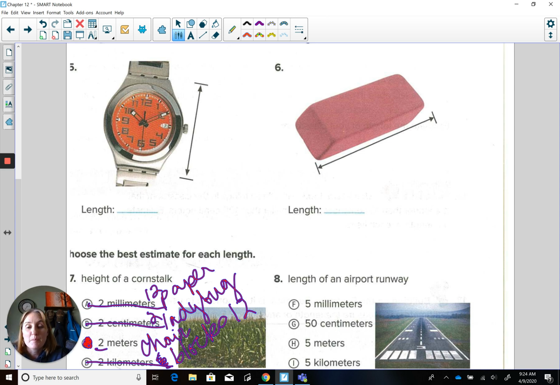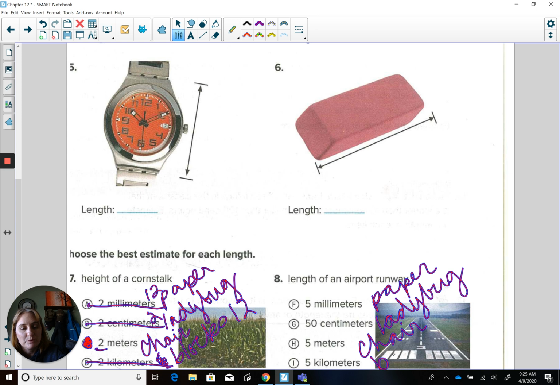Okay. Number 8, length of an airport runway. So ignore the numbers for right now and let's look at millimeters. That's your paper. My penmanship is terrible today. Centimeters is your ladybug. Okay, meters is your chair. And kilometers is the blocks. Okay, so we're thinking about that.